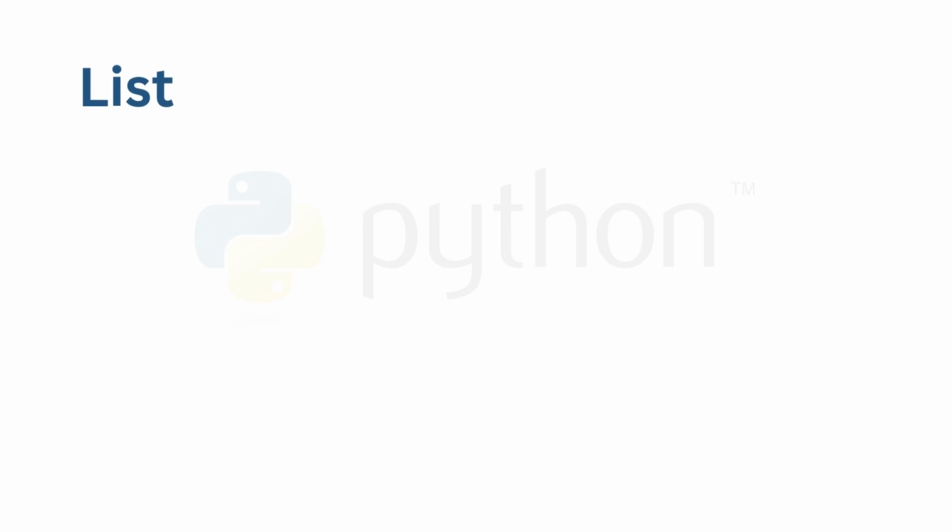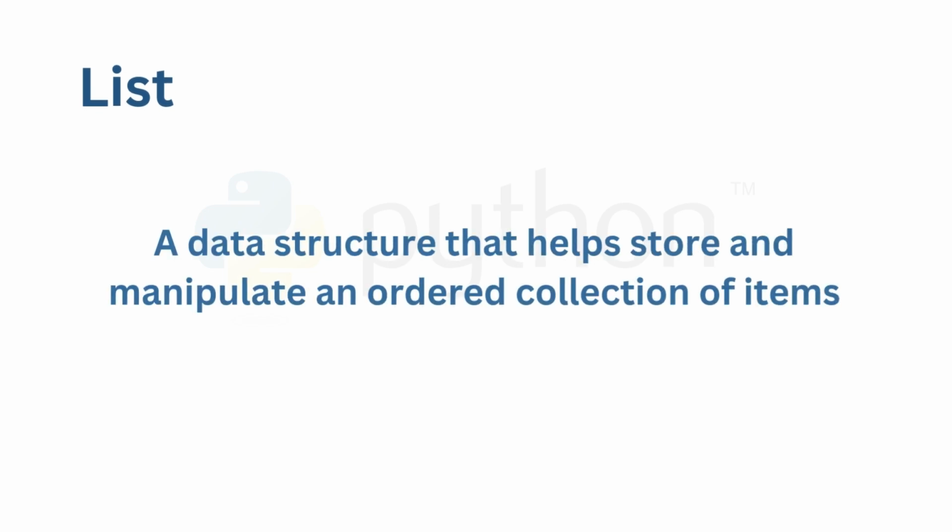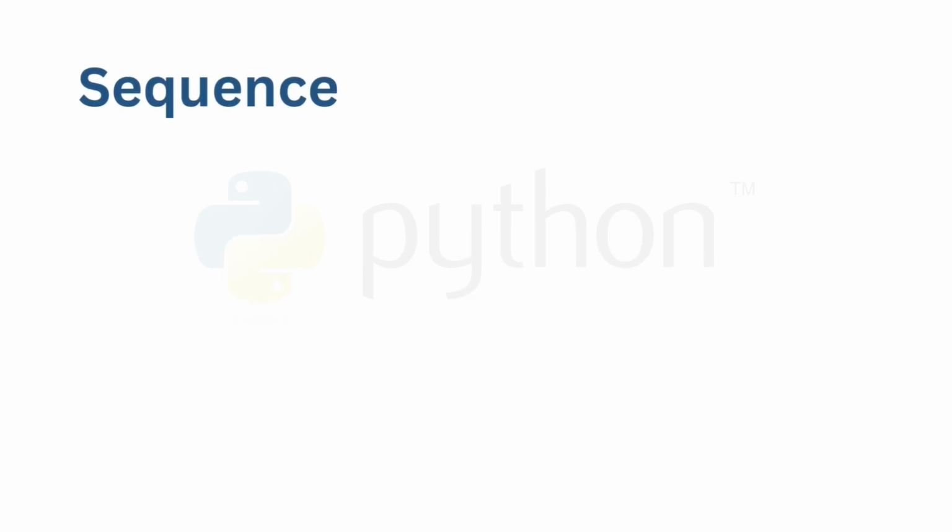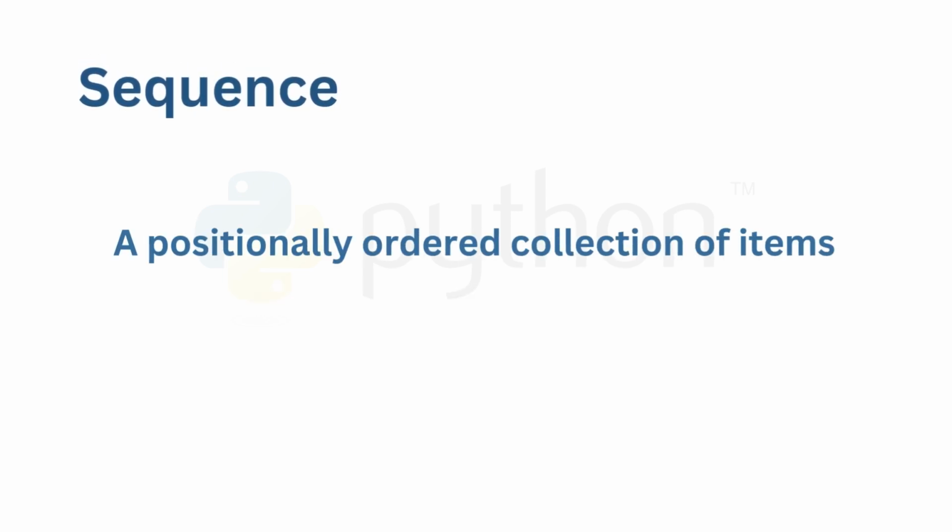One data structure in Python is a list. A list is a data structure that helps store and, if necessary, manipulate an ordered collection of items, such as a list of email addresses associated with a user account. Lists store sequences of elements of any data type. A sequence is a positionally ordered collection of items. However, strings are sequences of characters, while lists store sequences of elements of any data type.